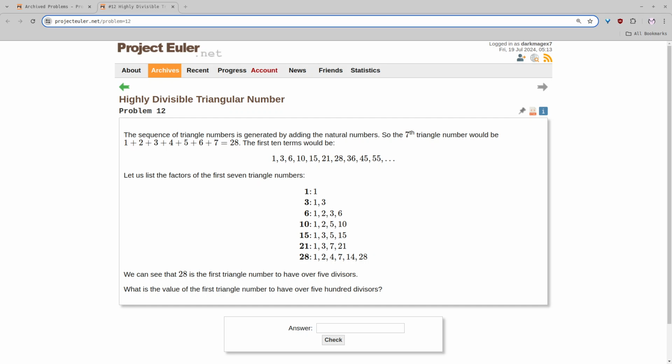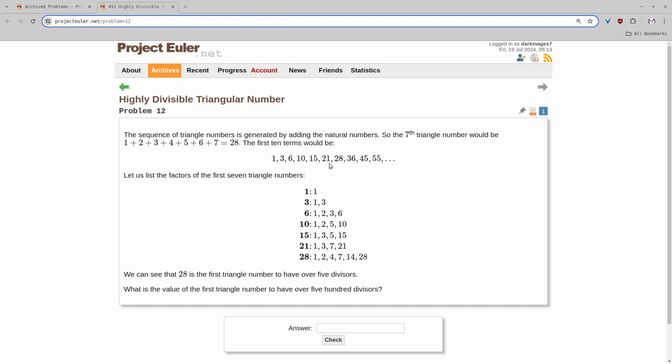Welcome to Evil Dojo, Project Euler number 12. Highly divisible triangular number. The sequence of triangle numbers is generated by adding the natural numbers. So the seventh triangle number would be 1 plus 2 plus 3 plus 4 plus 5 plus 6 plus 7 equals 28. The first 10 terms would be 1, 3, 6, 10, 15, 21, 28, 36, 45, 55.